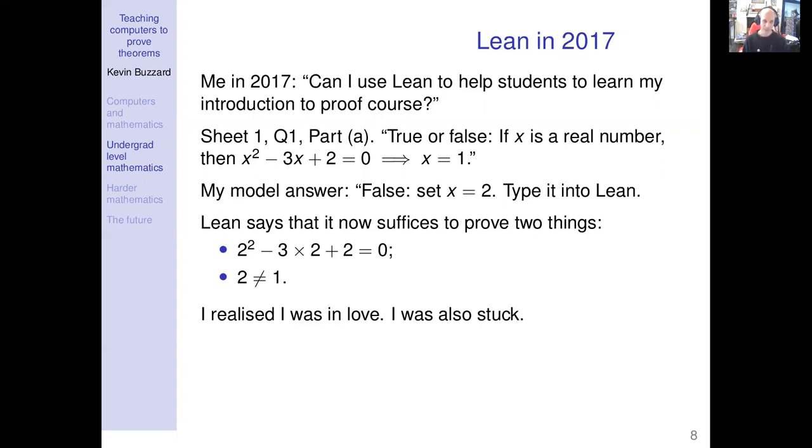So I asked on the Lean chat, there's a 24/7 helpline for Lean. So I popped onto the Lean chat and asked about how to solve this problem. And the first question they asked was, what do you mean by 2? Is that the natural number 2 or the real number 2? I said it was the real number 2. And they were like, oh, that's hard, because real numbers are equivalence classes of Cauchy sequences of rationals. So they're sort of difficult to work with.